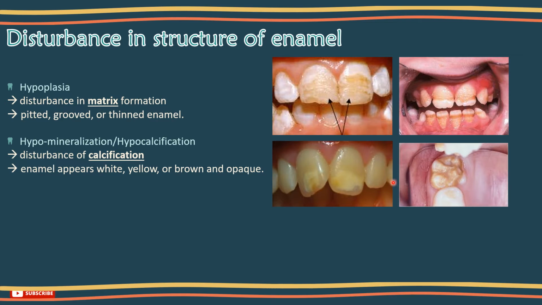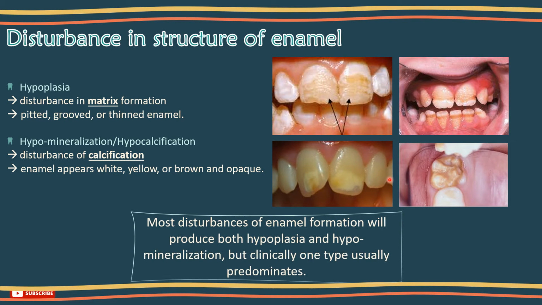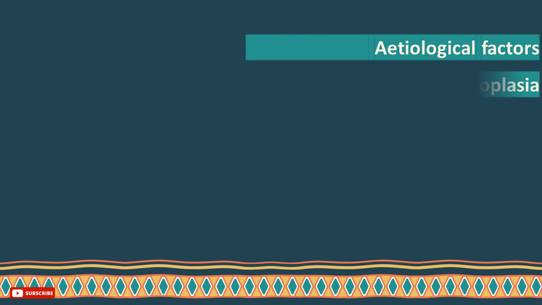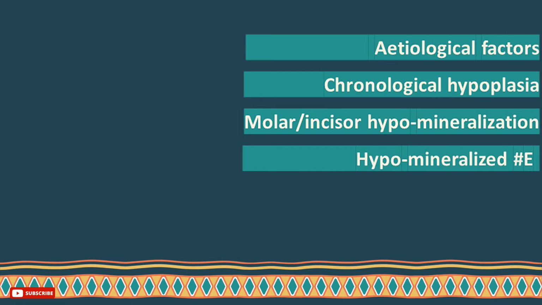It may become more discolored post-eruptively. Affected enamel may be weak and prone to breakdown. Most disturbances of enamel formation will produce both hypoplasia and hypomineralization, but clinically, one type usually predominates. We will go through these points regarding enamel structure disturbances.